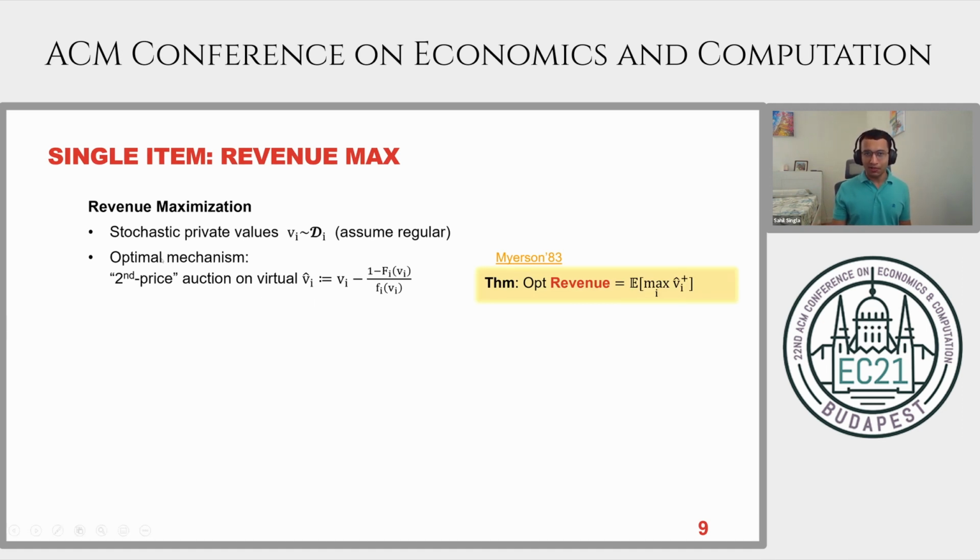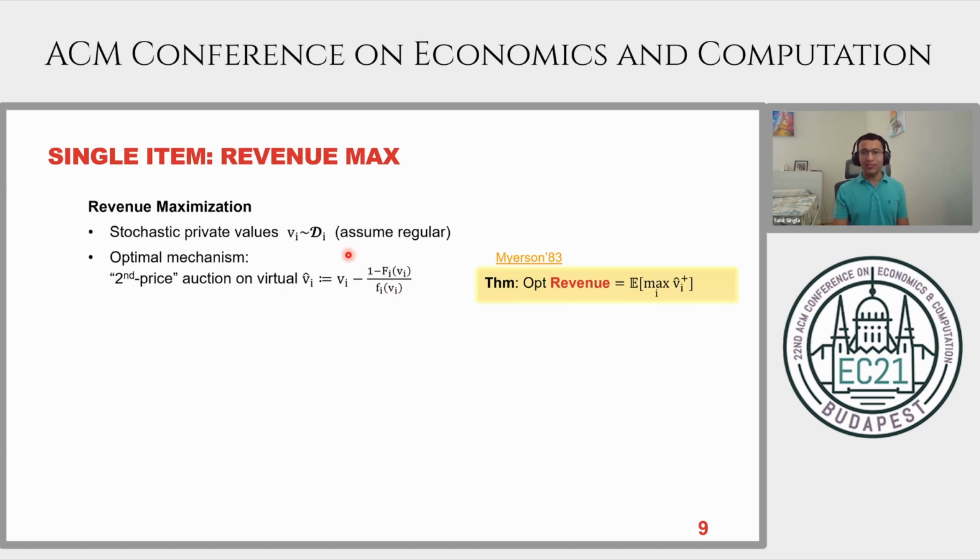Here again, the model is that these bidders are drawing their valuations from some known distributions. Actually, we know the optimal mechanisms for this setting as well. In a classical result of Myerson, he showed that you can run a second price auction, not on the original valuations, but on the virtual valuations. This is some kind of transformation.